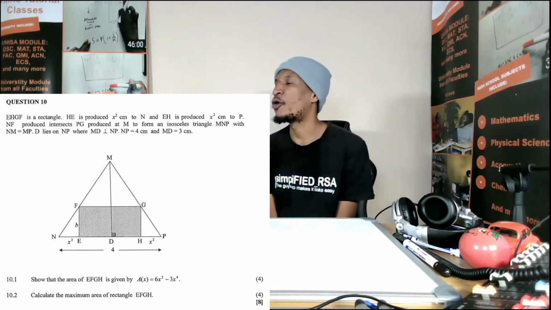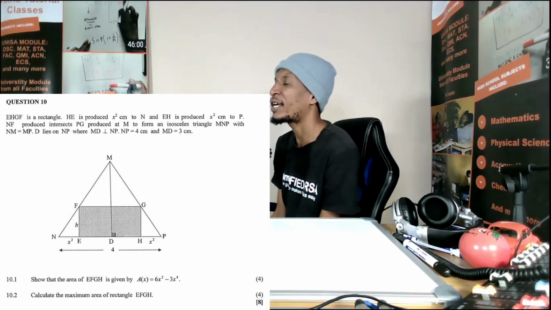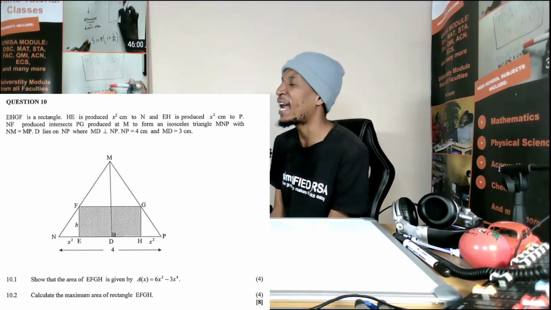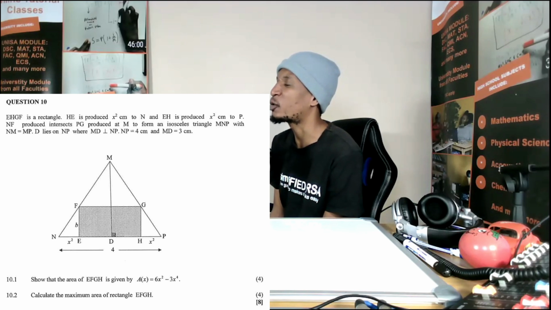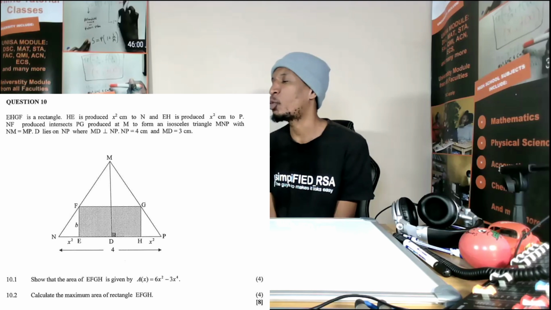For 10.1, we are required to show that the area of EFGH is given by A of x equals 6x squared minus 3x to the exponent 4. And for 10.2, we have to calculate the maximum area of EFGH.